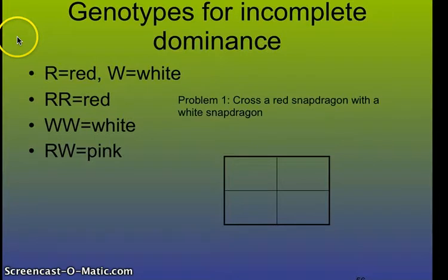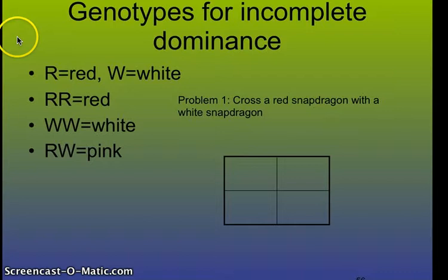So let's see what happens. You get a genetics problem going on. So here's our first problem. We're going to cross a red snapdragon with a white. So step 1 would be to choose letters. Well, they're already over there on the left side of the screen. So we're using R for red, W for white. It's incomplete dominance, so R is red, W is white, R, W together is pink.